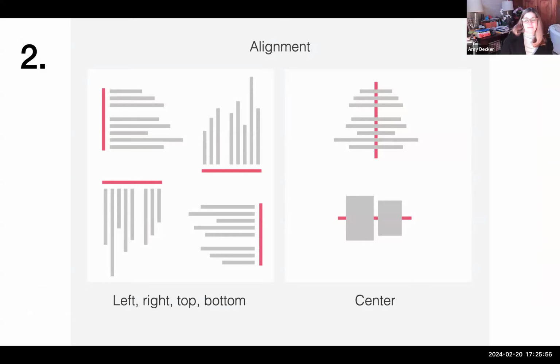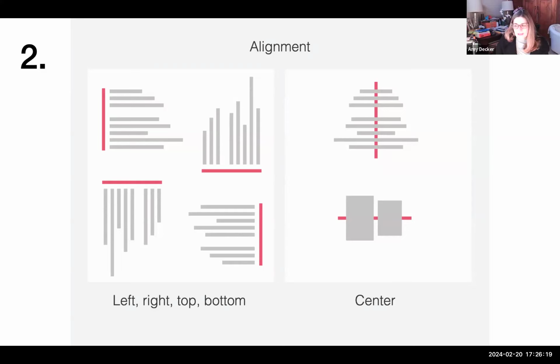All right, moving on to alignment. We have left, right, top, bottom, and center alignment. Alignment is an important principle of design. It helps create a sharp, ordered appearance. Ultimately, it makes better designs by ensuring various elements have a pleasing connection with each other.